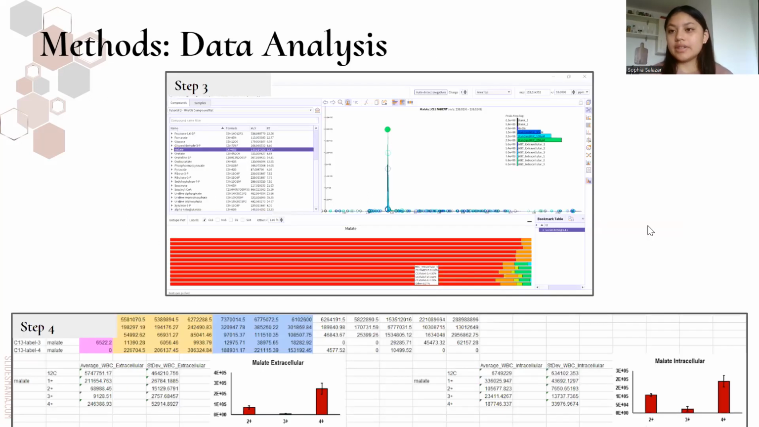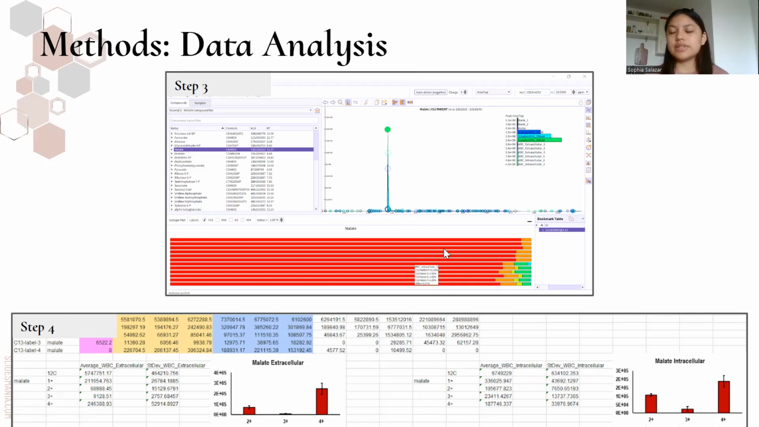Now I'm going to talk about how, after the data is generated, it is analyzed through the software Maven, which is in step 3, and Microsoft Excel, which is in step 4. So the software Maven was used with the provided data to examine the TCA metabolites for isotope labeling patterns. And in the image here, I selected the metabolite malate. You can see here there's a graph with peaks, and the data is down here.